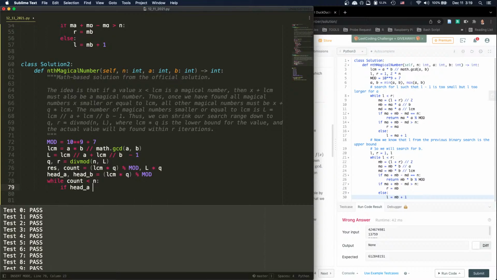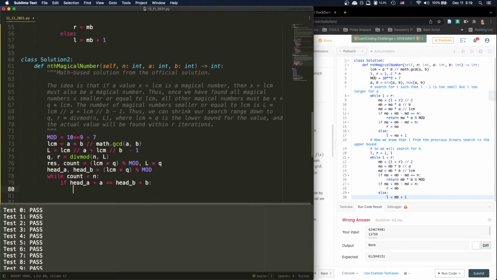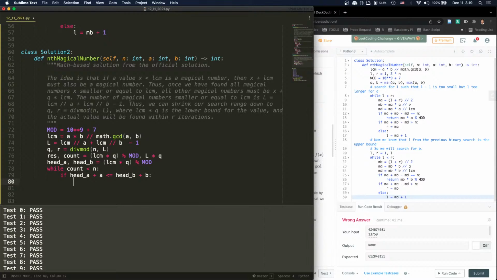head A plus A is smaller or equal to head B plus B, right? Then, if head A plus, or just go next one, then head A plus equal to A, right? Head A plus equal to A, else head B plus equal to B. So we pick the smaller of the two.